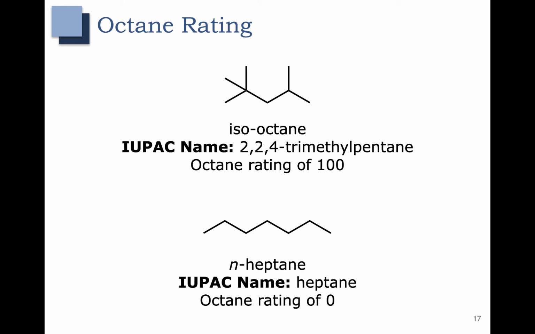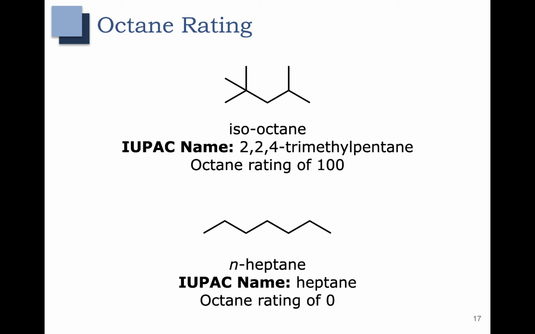Now that we know a little bit about nomenclature of alkanes, we can talk briefly about octane rating. You can see isooctane shown here, which stands for isomer of octane, right? It's not the normal straight chain octane. And its IUPAC name is shown here. And we went over how to name that in the previous video. We also have n-heptane shown here. And remember that n stands for normal. So this is just the straight chain heptane. Isooctane has an octane rating of 100, and n-heptane has an octane rating of 0.